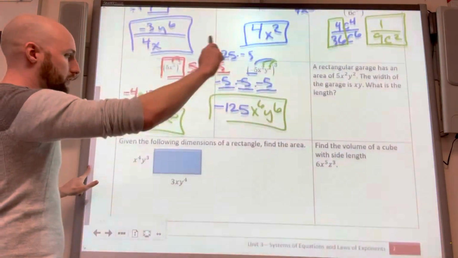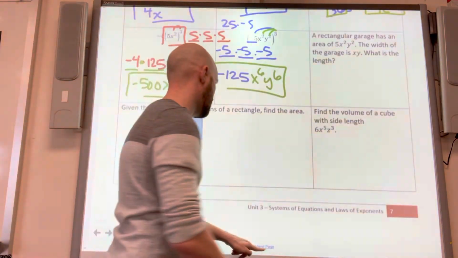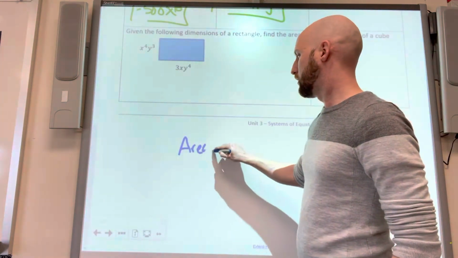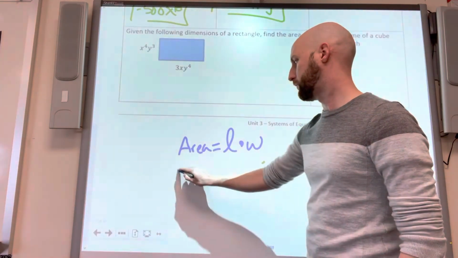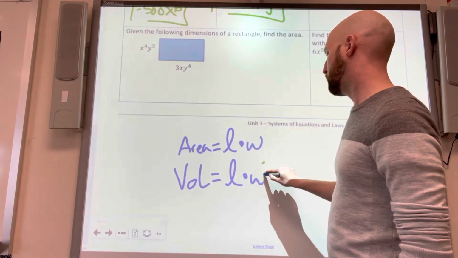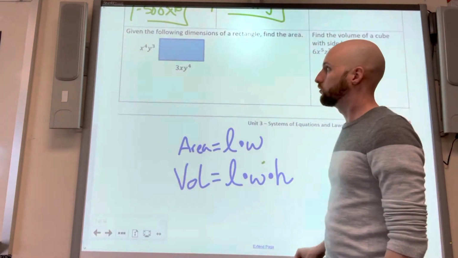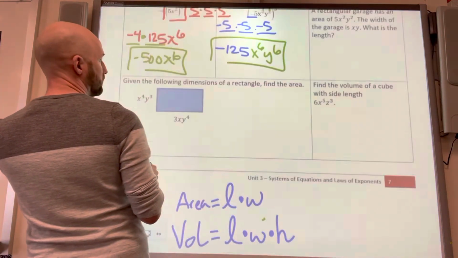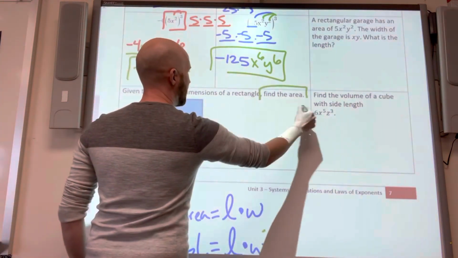Now for area, okay, normally area equals length multiplied width. Volume equals length multiply width multiply height. So let's see what happens. Here it says, encuentra la área, find the area.